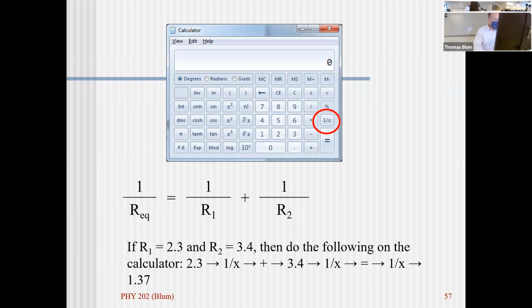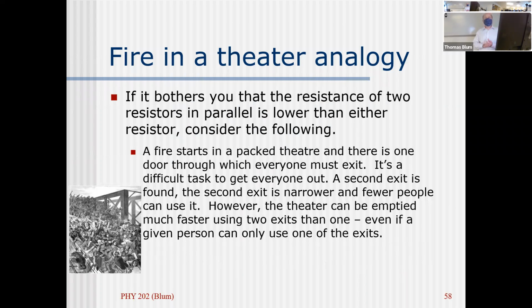But I've taught you a way that's fairly simple, and the calculator has the button right there ready for you to use. All right.